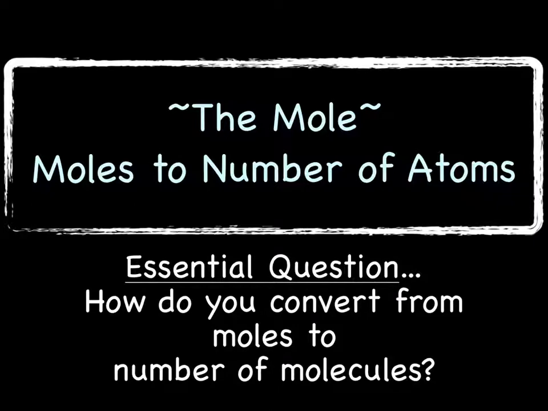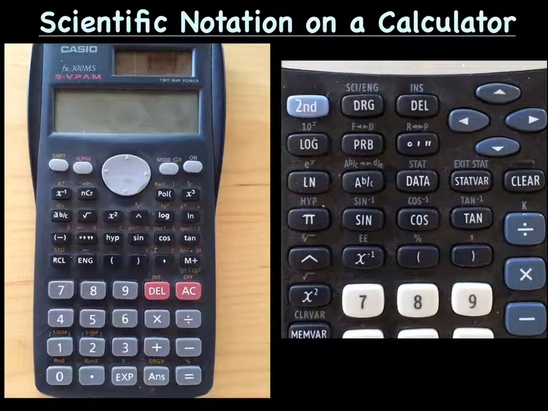Also, for today's lecture you need to have a calculator, preferably a scientific calculator, handy. Before we start mole conversions, we need to talk about scientific notation on a calculator. So a quick review of what scientific notation looks like. We might have something like 3.00 times 10 to the third.